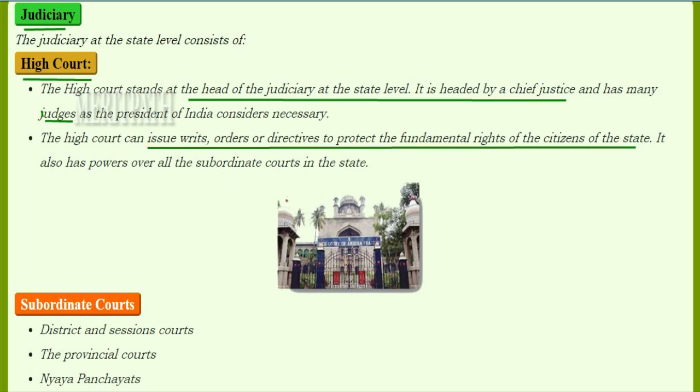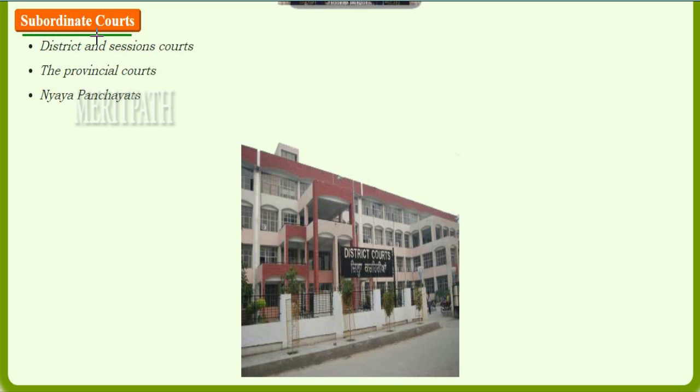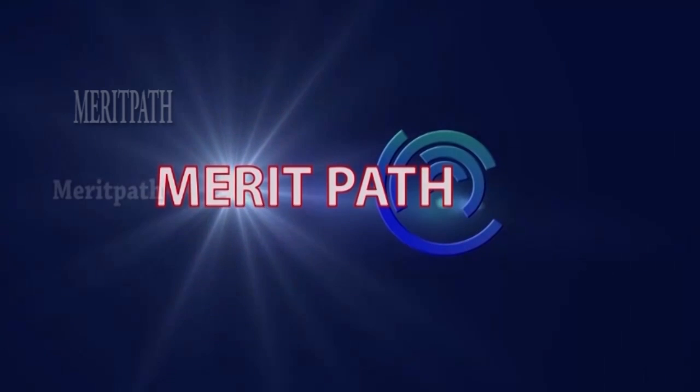This is the image of a High Court. Next are subordinate courts. That means other than the High Court, in districts we have district courts, session courts, provincial courts, and at the village levels we have Nyaya Panchayat. This is the image of a district court at a district level.